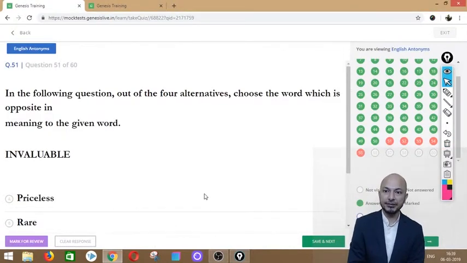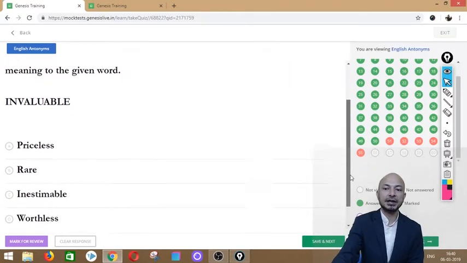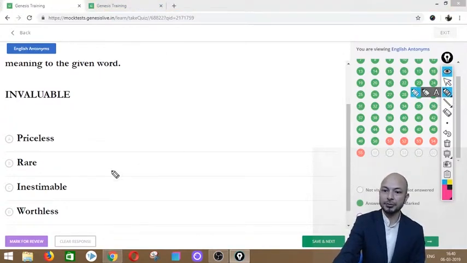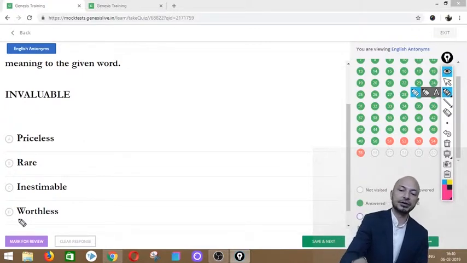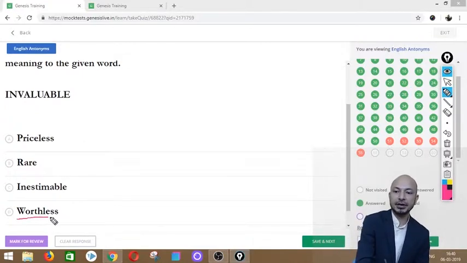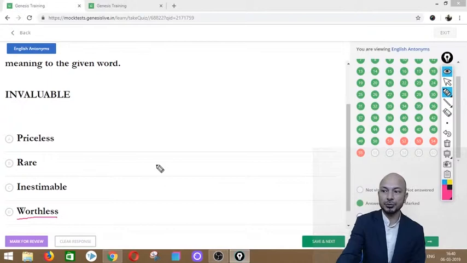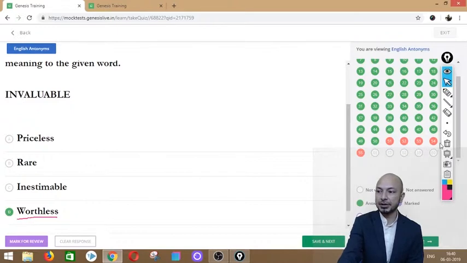The word is invaluable, and the options are priceless, rare, inestimable, and worthless. And the right option is option D, which says worthless. Invaluable is something which has a lot of worth, which has a lot of value, and worthless is something which doesn't have worth or value. Antonyms, we click option D and say next.